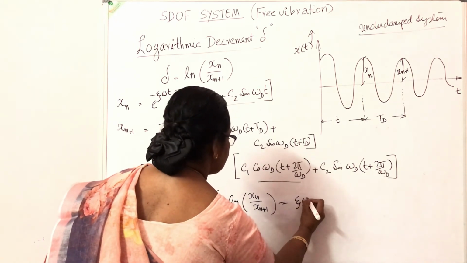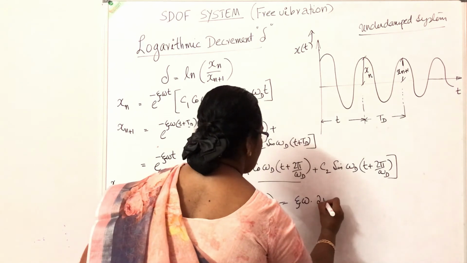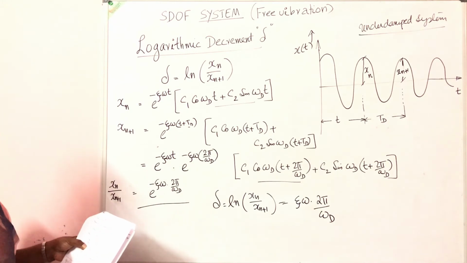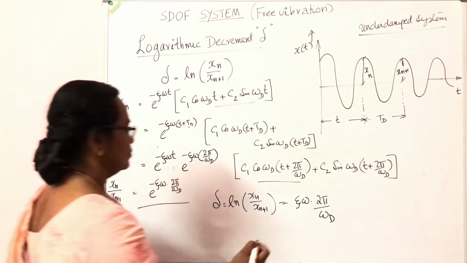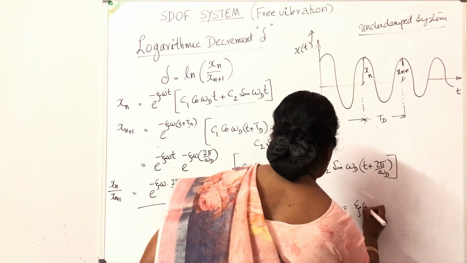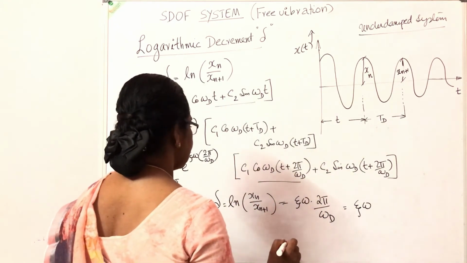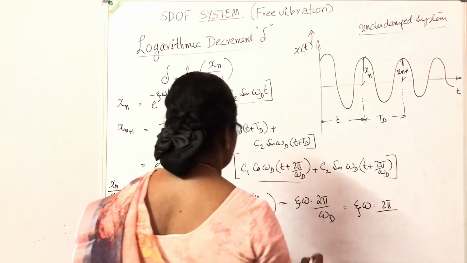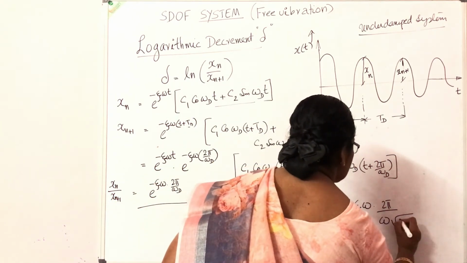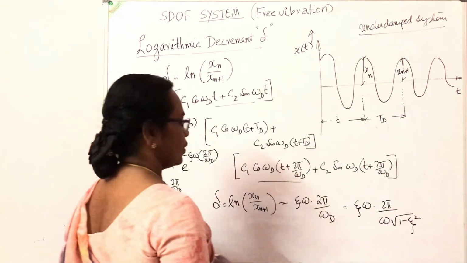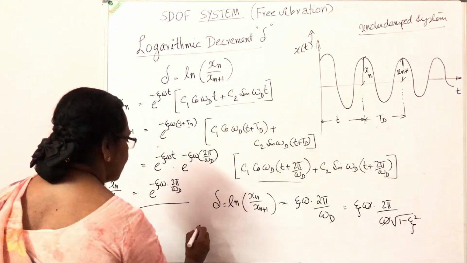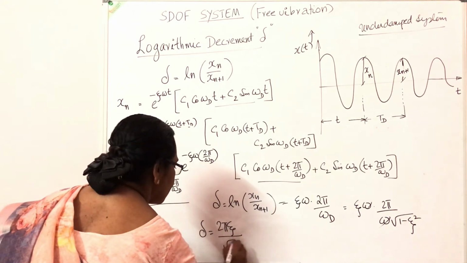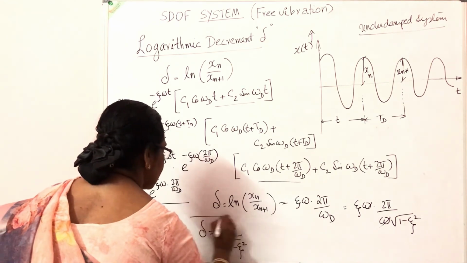So taking the natural logarithm of this, it will become psi omega into 2 pi by omega d. We have written omega d as omega into root of 1 minus psi square. These two omegas get cancelled, so delta is equal to 2 pi psi divided by root of 1 minus psi square.